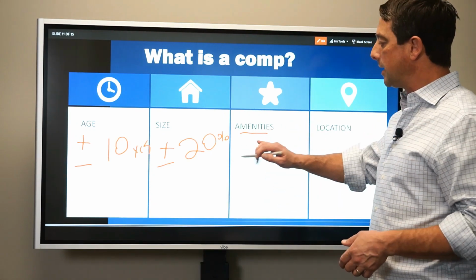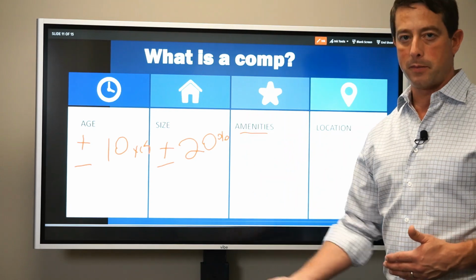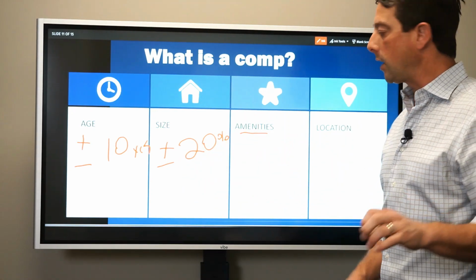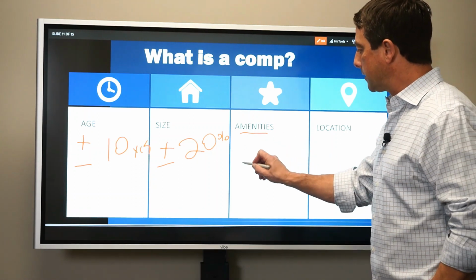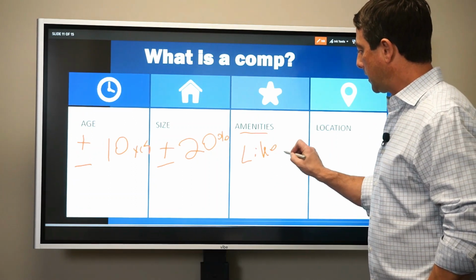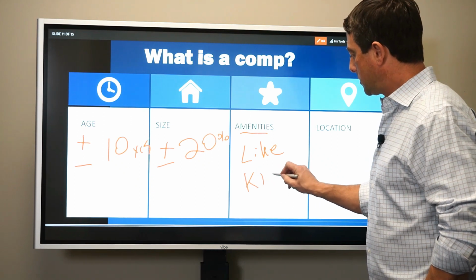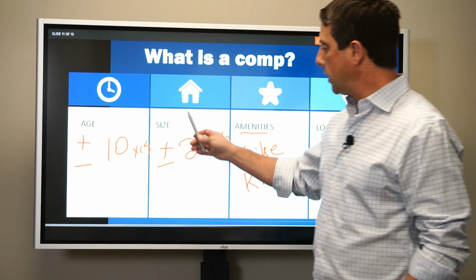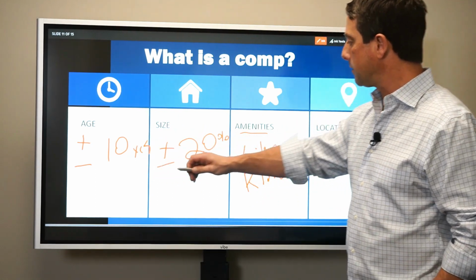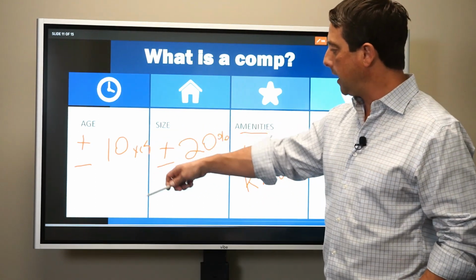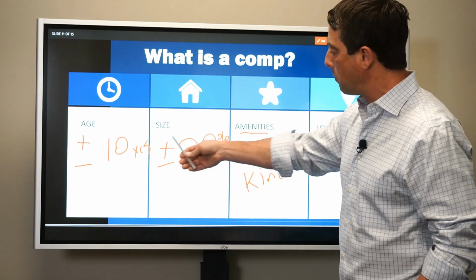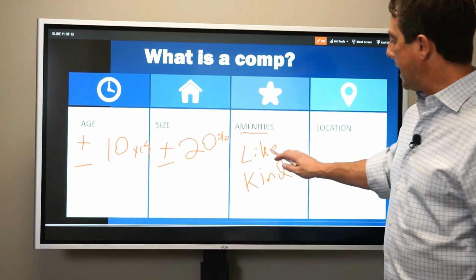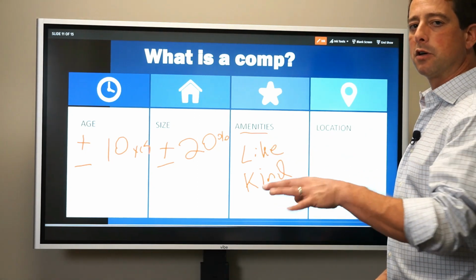But if I'm looking at a 200 unit apartment complex, it is very likely to have all of those things. So that's where I say amenities. What we're going to say here is like kind. All right, like kind. So if I'm looking at a 20 unit property built in the year 2000, I want to see that it's close in age. I want to see all the comps that are no more than 20% over or under in units. And then I need to see that the amenities are similar to the ones I'm looking at.